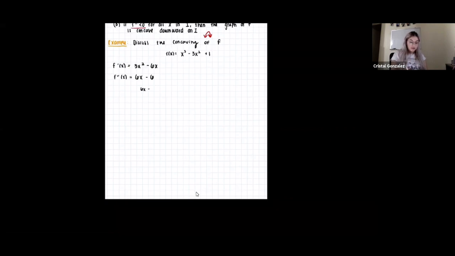I'm going to take my second derivative and set it equal to 0, because those are going to give me my potential points of inflection. I don't know for sure that they're points of inflection until I determine whether they were concave upward or concave downward.